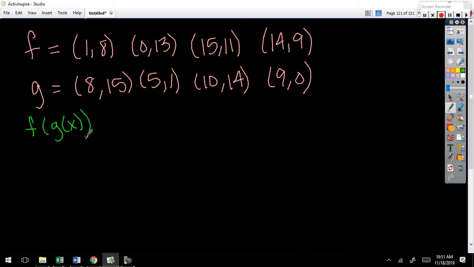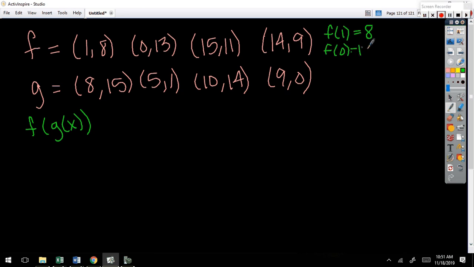So look at what I have to do. You would do 8, 5, 10, and 9 again, right? That's exactly right. Those are the x's. The x is what we're plugging in. All right, so look, really what this is saying is f of 1 equals 8.